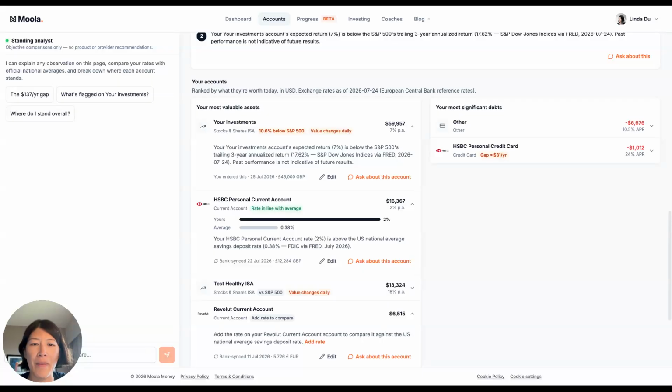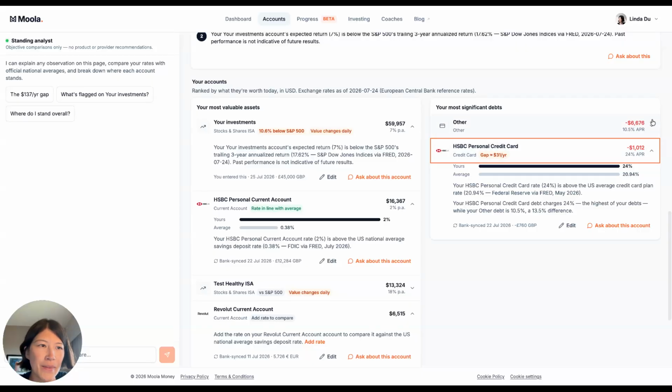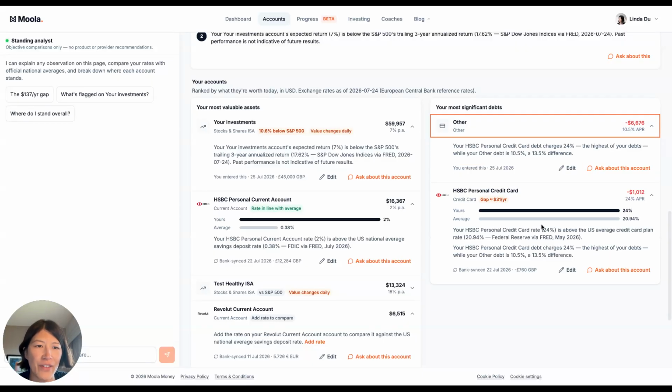We pull benchmark indicators of what typical product interest rates are for different countries, including the UK, EU, and US. And similarly here, for every single account, I've got these personalized insights.